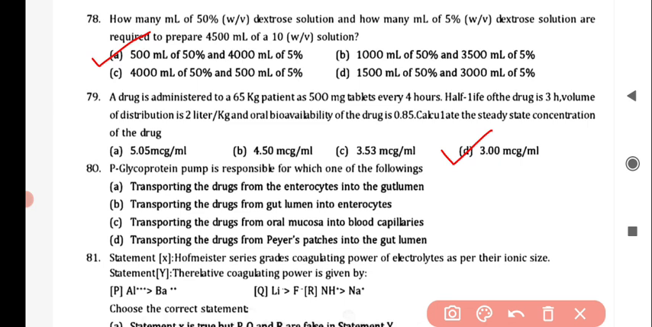Next question is, P-glycoprotein pump is responsible for which one of the following? And the correct answer is option A, that is transporting the drugs from the enterocytes into the gut lumen.